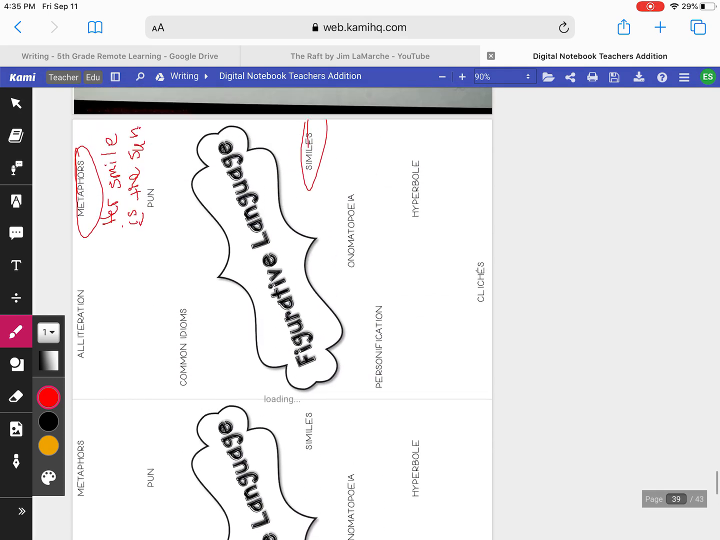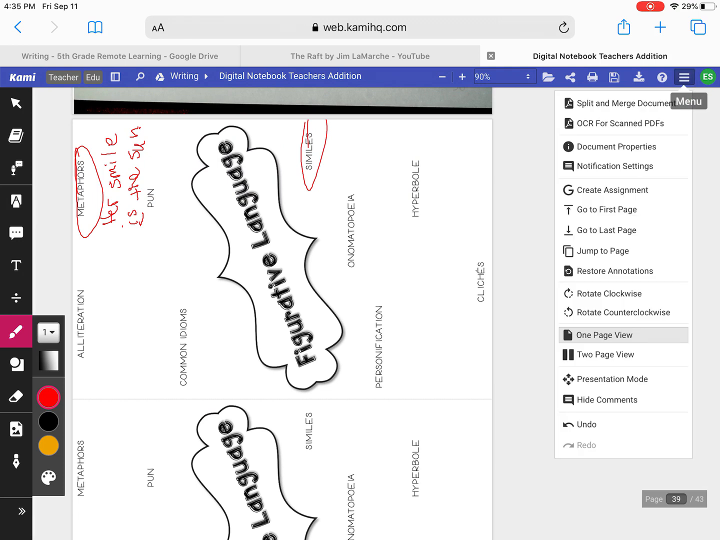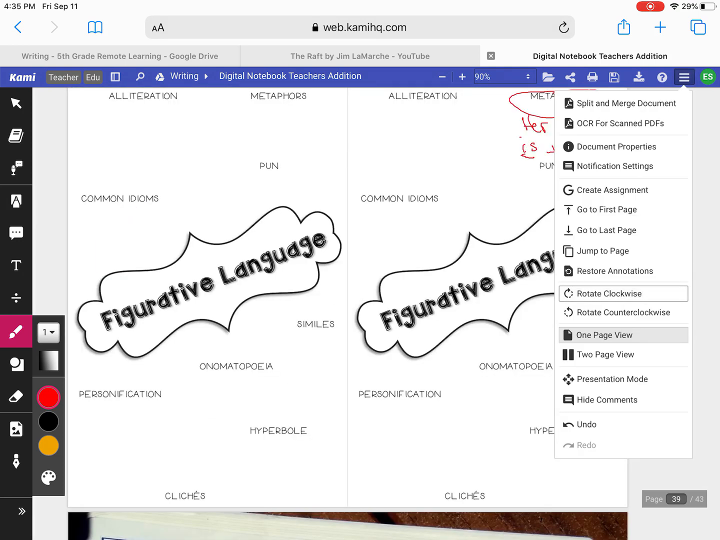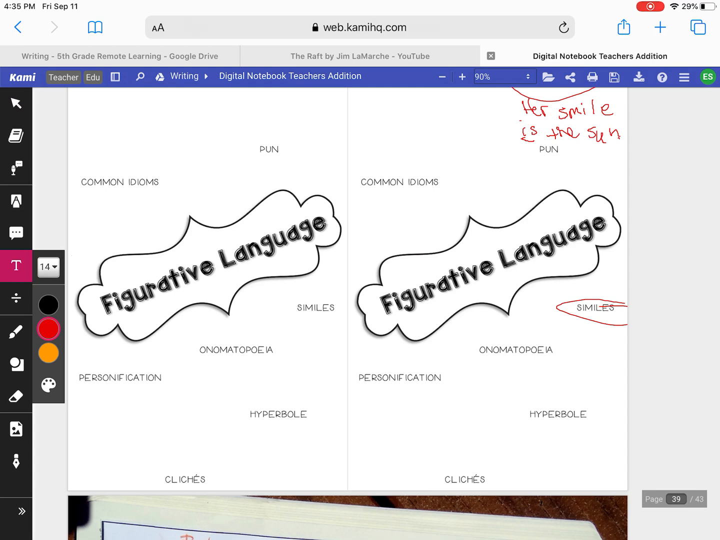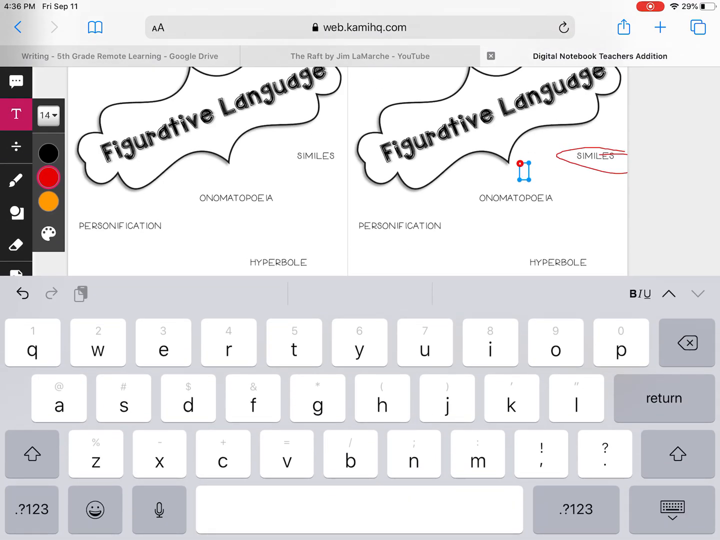So another example that you can put in here for simile, and I'm going to type: he is as fast as a rabbit. So you're comparing the boy or the man to the rabbit using as.